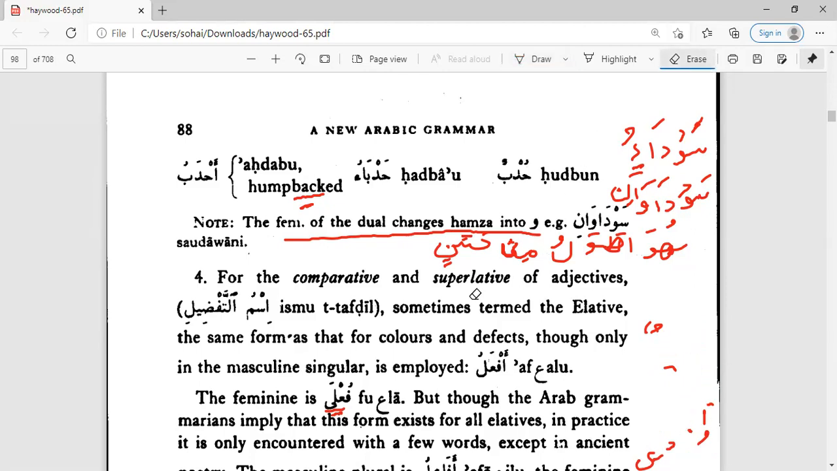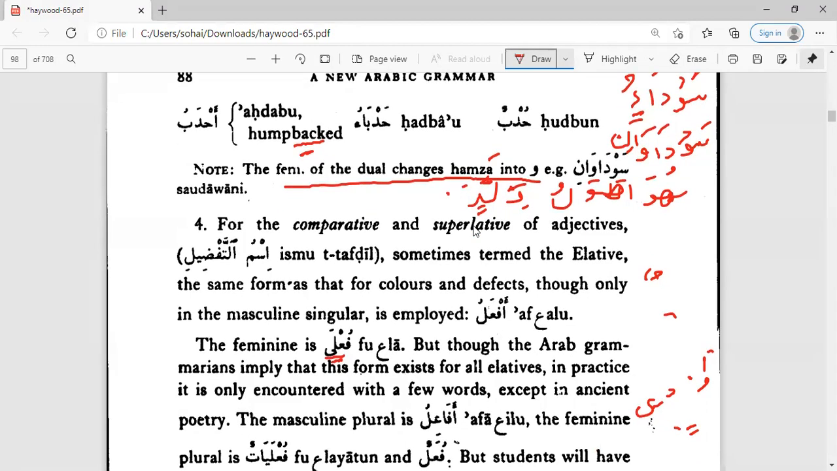If you use it as superlative, all you do is change the last part. Instead of saying min, if you want to say he is the tallest boy, you say atwalu waladin. So it becomes like an idafa construction to the thing he is the superlative of. Huwa atwalu waladin, he is the tallest boy. Huwa atwalu rajulin, he is the tallest man, and so forth. Does that make sense?